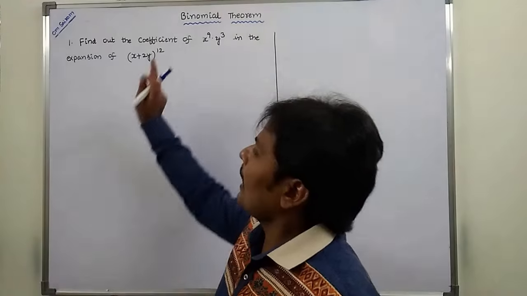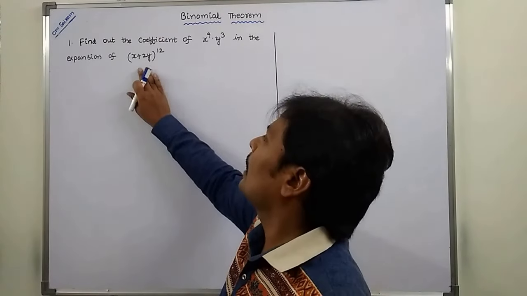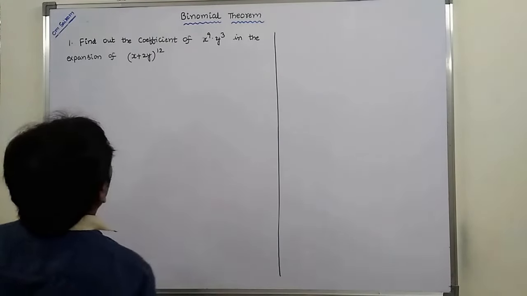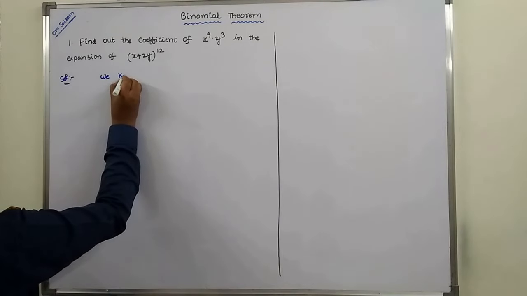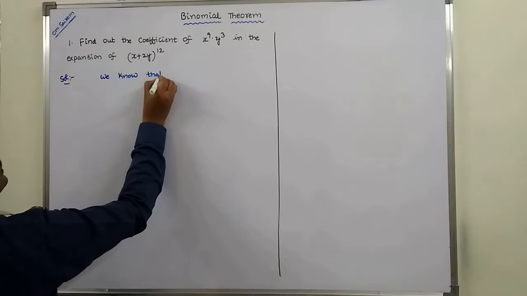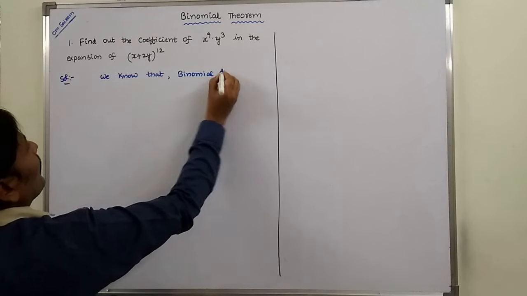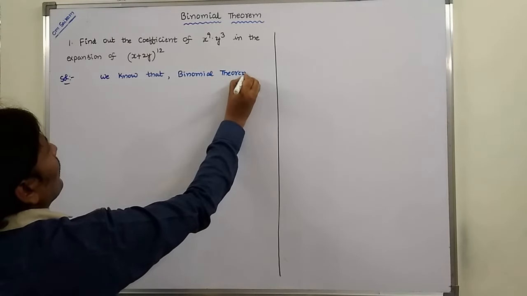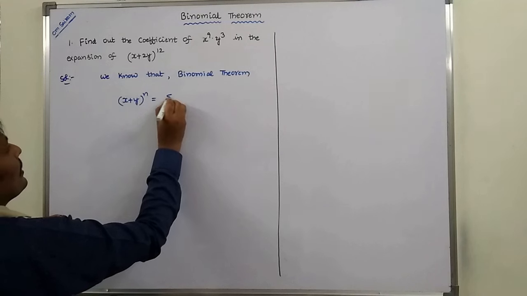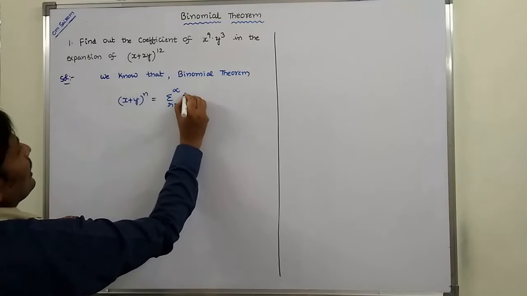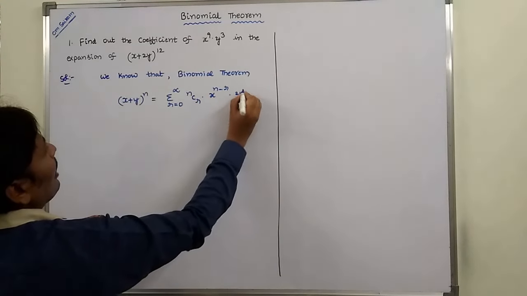Okay. So find out the coefficient of x^9 y^3 in the expansion of (x + 2y)^12. Okay. Solution. We know that the binomial theorem: (x + y)^n = sigma r = 0 to infinity nCr x^(n-r) y^r.